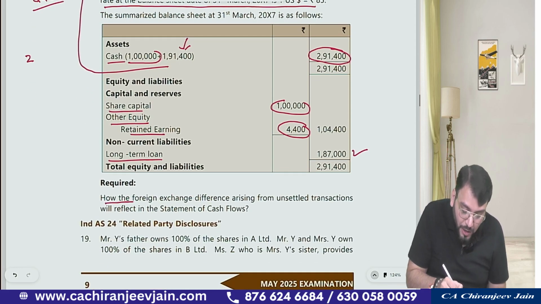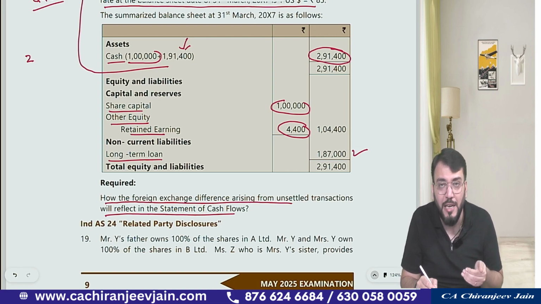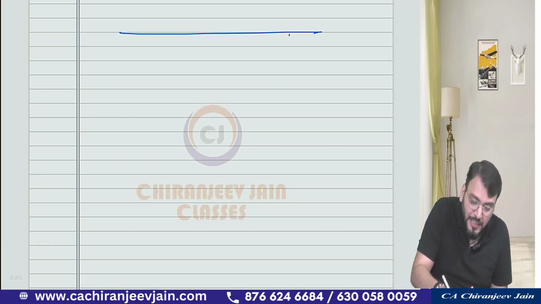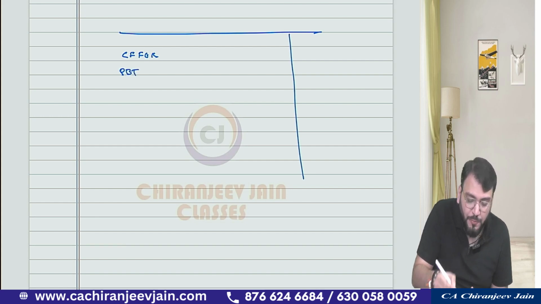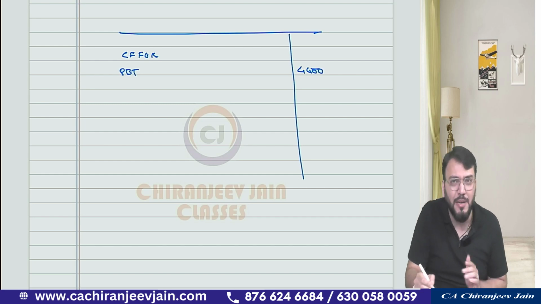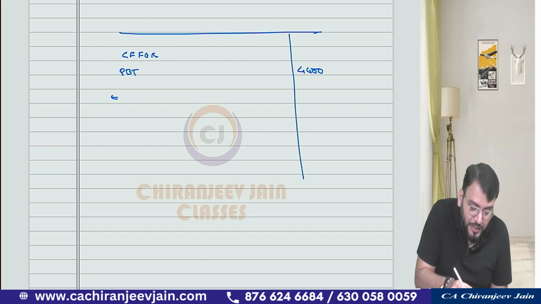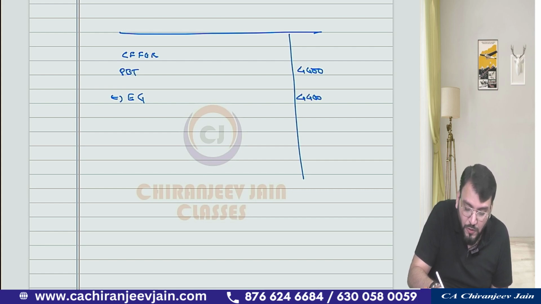How will the foreign exchange difference arising from an unsettled transaction be reflected in the statement of cash flow? Very simple. When you prepare the profit and loss account, only one item will be transferred, the exchange gain, which means the profit before tax will be 4,400. Let me explain how to present the cash flow statement. First you write down cash flow from operating activities. There will be only one item, profit before tax of 4,400, which is nothing but the exchange gain. So the exchange gain will be eliminated as an adjustment, and we will deduct the exchange gain because it is unrealized. The unrealized exchange gain will be eliminated, 4,400 minus. So cash flow from operating activity will be nil.